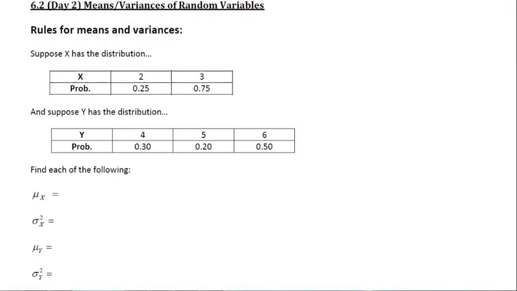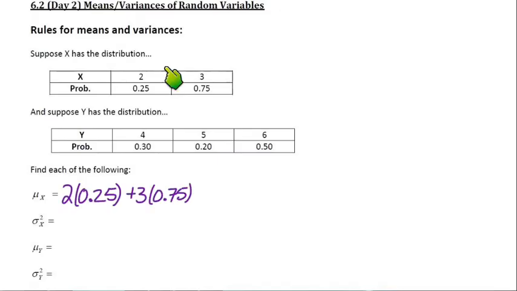Okay, so in these notes, we're going to try to establish some rules for the means and variances of random variables. We're going to start with two different distributions. Here's our random variable x, and then here's our random variable y. Two different distributions. Let's start by finding the mean of x.